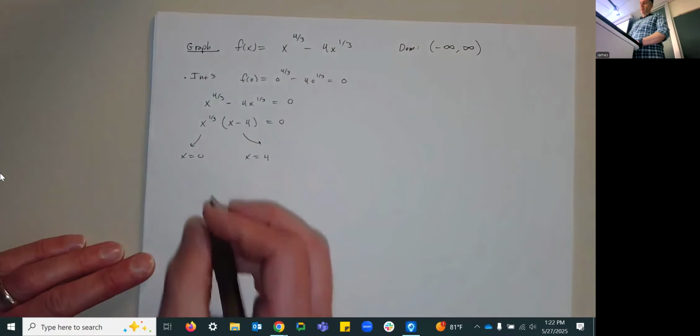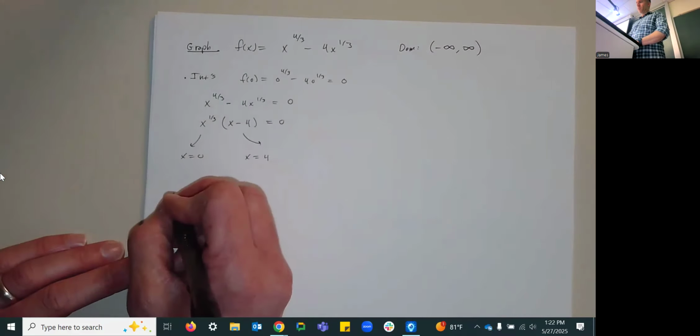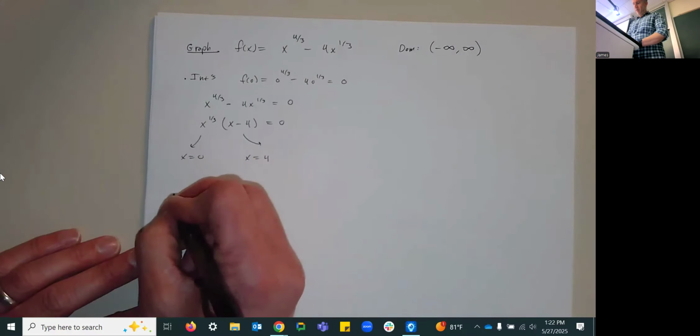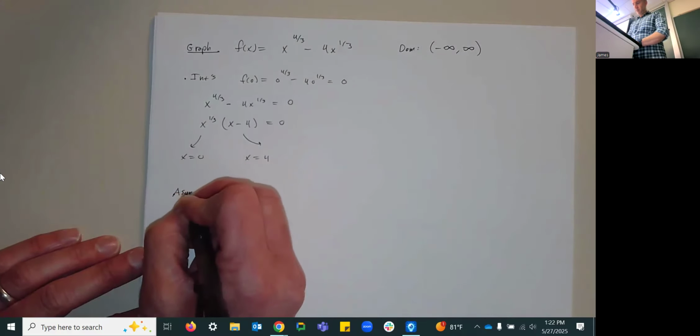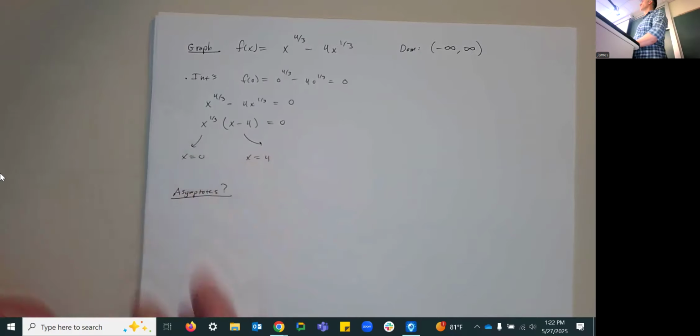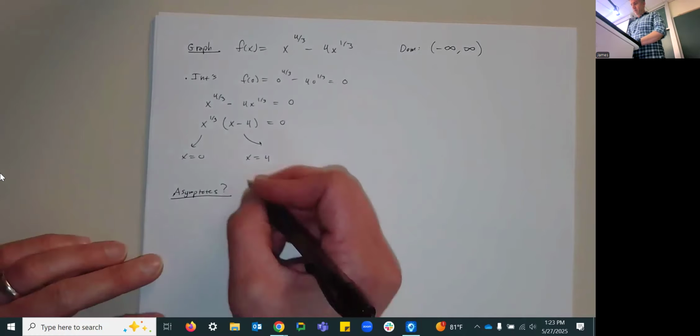Now let's look at the first derivative. Oh, no, sorry, I skipped the asymptotes. Are there any asymptotes? There aren't. How do we know? Well, there certainly aren't any vertical asymptotes because there isn't any division by 0 problem here, right? We don't have a fractional thing or a logarithmic thing, so there's definitely no vertical asymptotes.